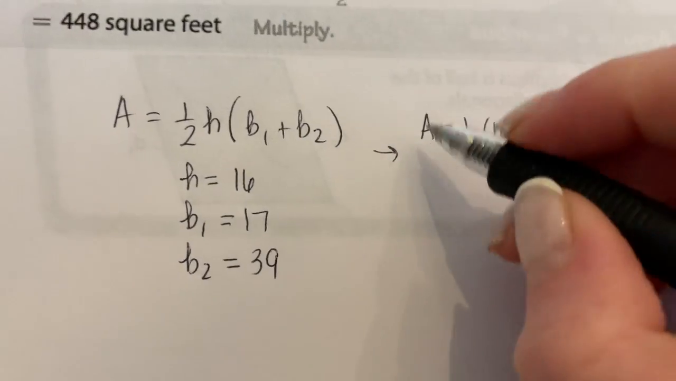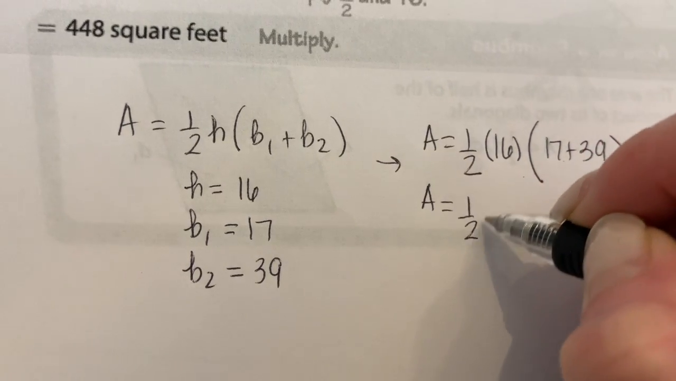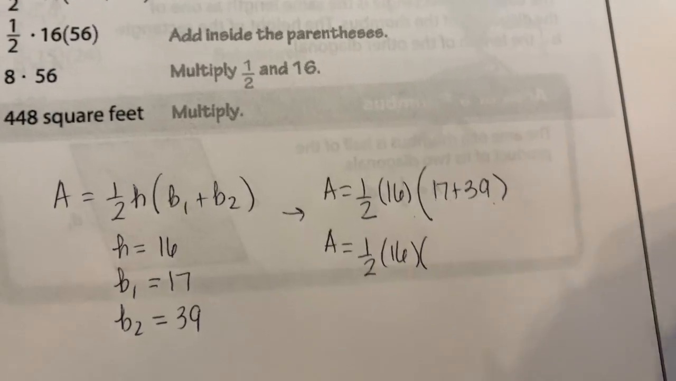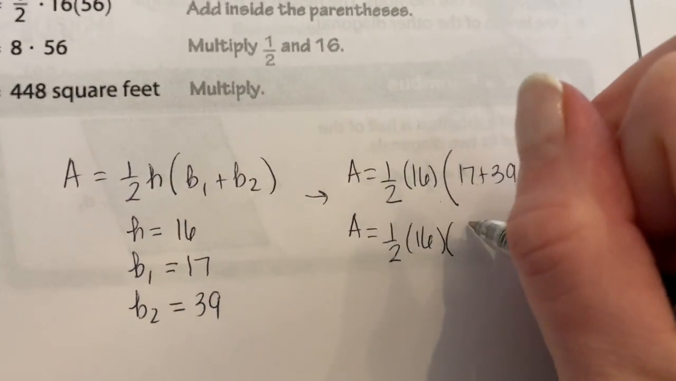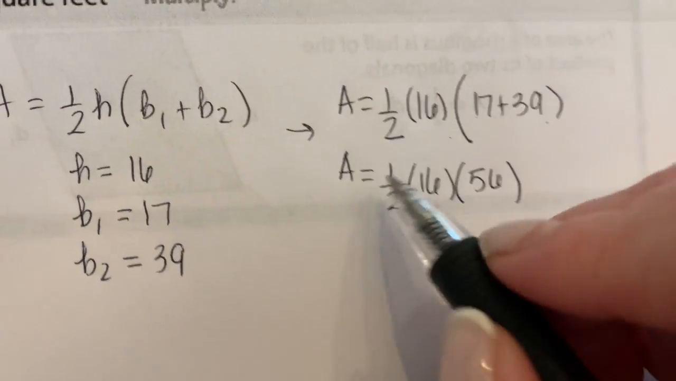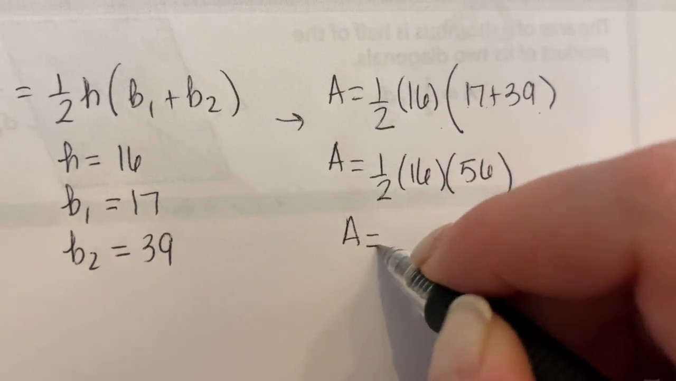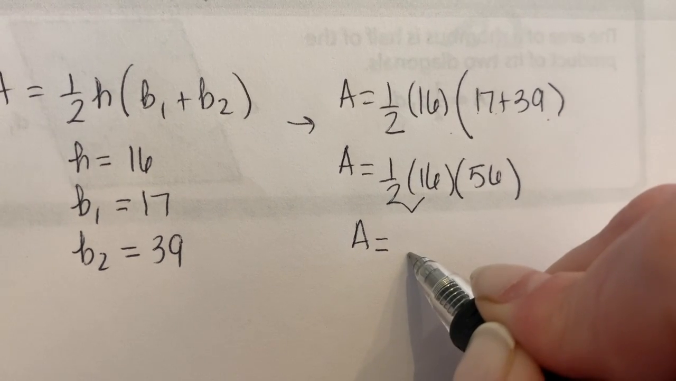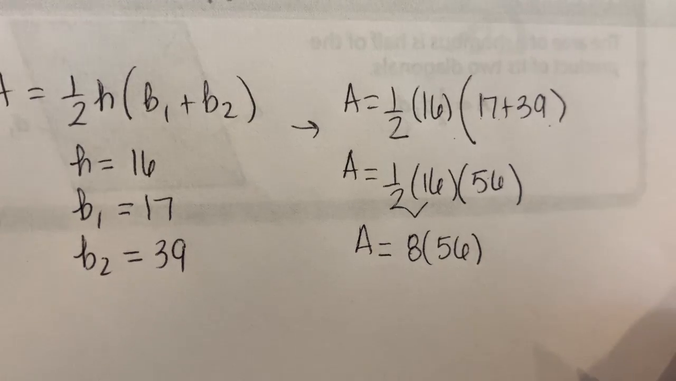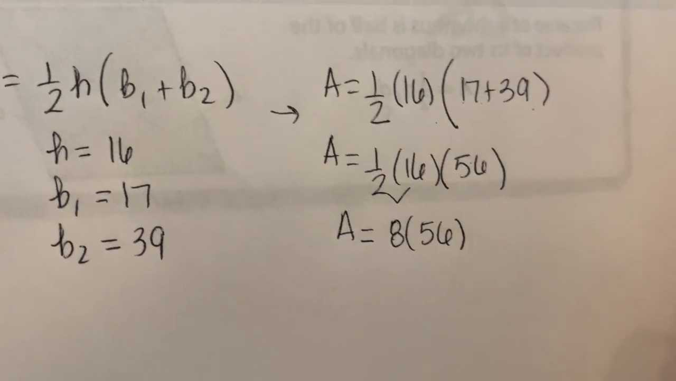So before I do anything else, even though I have this 1/2 of 16 here, I do want to add these two together, which is going to give me 56. Okay, and now you can do whatever you prefer. In this case, it'll be easier for me to take 1/2 of 16 first, because I know that that's 8 times 56, but if you want to do 56 times 16 and then take 1/2 of that, you can.